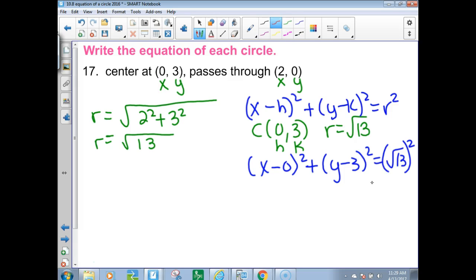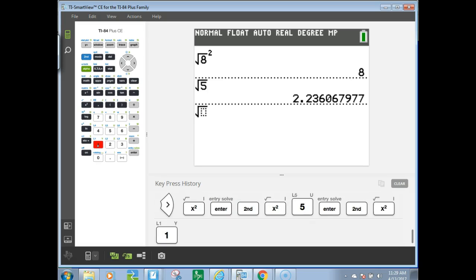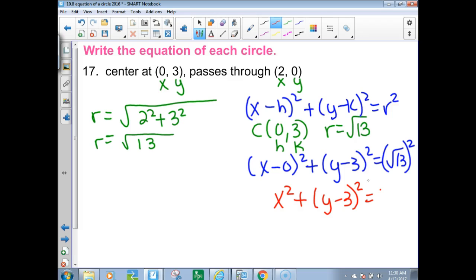You're going to need to simplify this properly. You don't leave x minus 0. What should you write? x squared. This one can't do anything else. You could FOIL it out, but I don't want to do that. Leave it in the center-radius format. The square root of 13 squared is, okay, you're squaring it. So if you go like this and then you square that, you get 13. Square root and squaring undo each other. That should be your final answer.